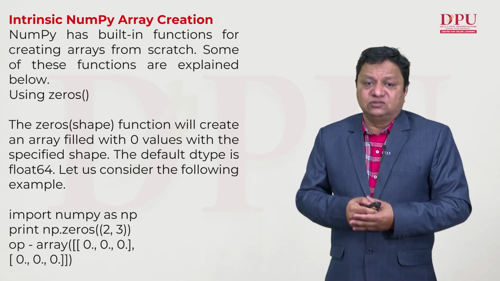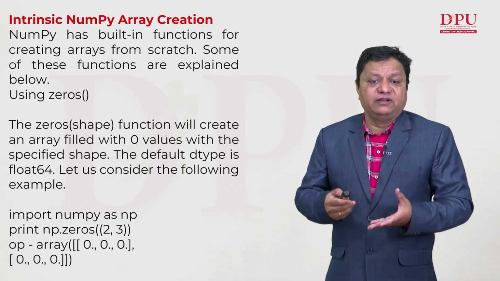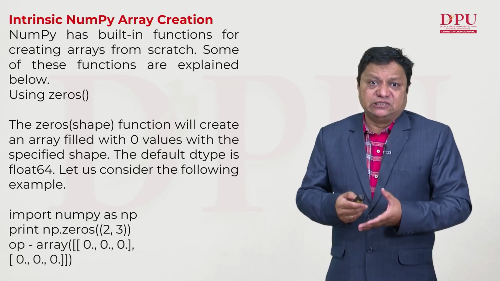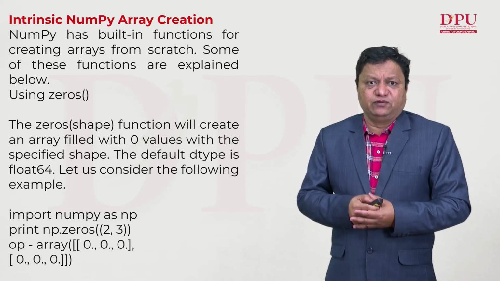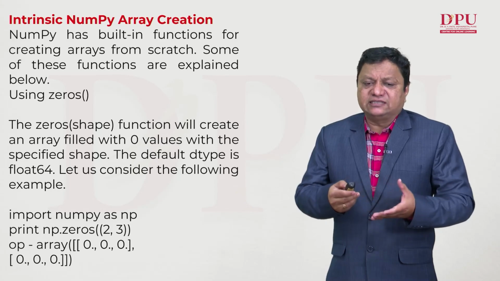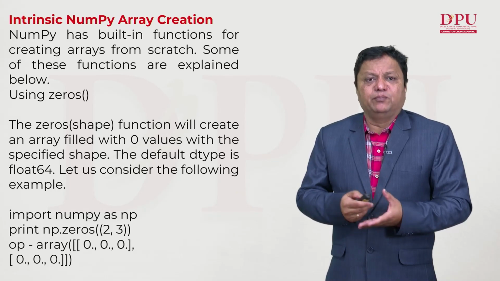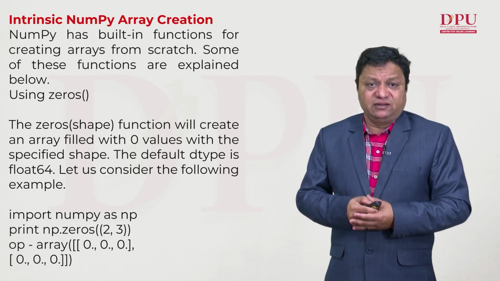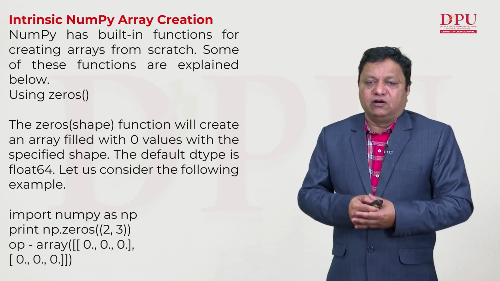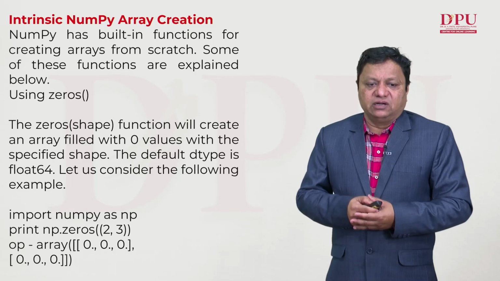The zeros function will create an array filled with zero values with the specified shape and the specified data type, and the default data type is float64, as we can see. Let us consider the following example. Import numpy as np, print np.zeros, specify the values in a rounded bracket as (2, 3), and the output is an array of zeros. So it will create an array of shape 2 by 3.